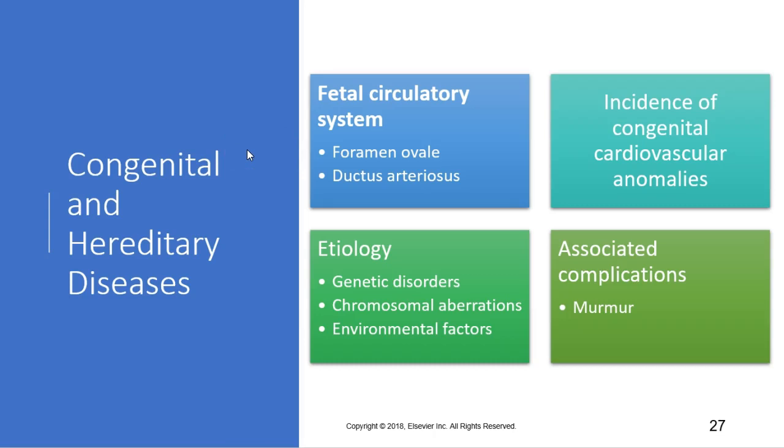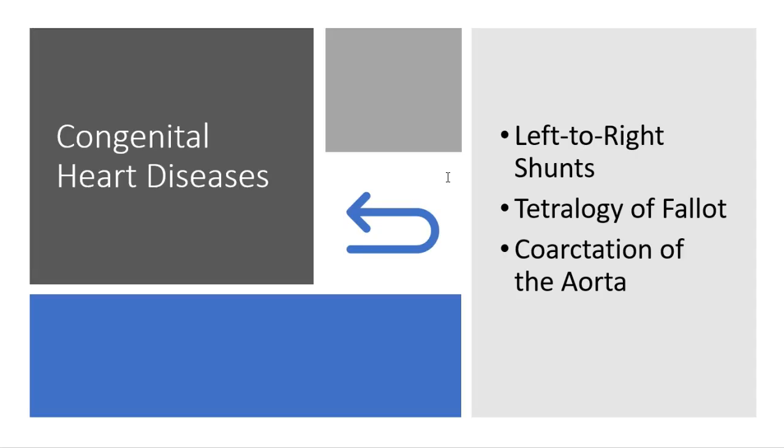So, fetal circulatory system: there's the foramen ovale and ductus arteriosus. The incidence of congenital cardiovascular anomalies is actually pretty common. You'll read about it in your book. Etiology: there are a lot of genetic disorders or chromosomal issues. Environmental factors can also cause this. And we usually pick it up by a heart murmur.